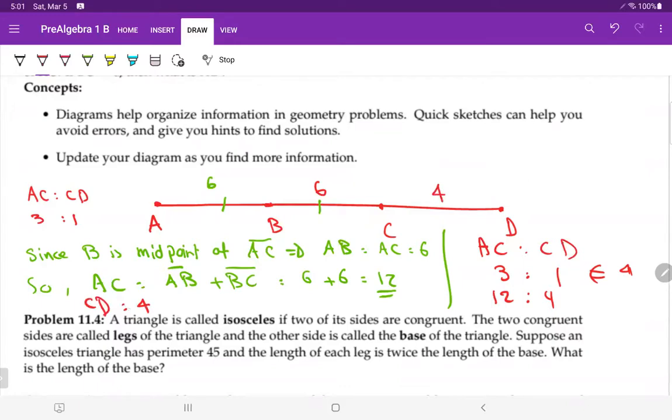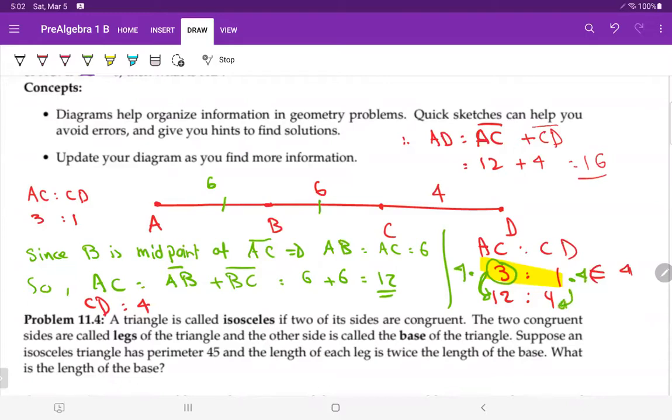So what is the length of AD? AD equals AC plus CD, which is 12 plus 4, 16. Right? Because we are given this fact, AC to CD is 3 to 1. If AC is 12, how to make this number 12? Multiply by 4, you get 12. So multiply by 4, you get 4. So AC is 12, CD is 4, so the total is going to be 16. Make sense?